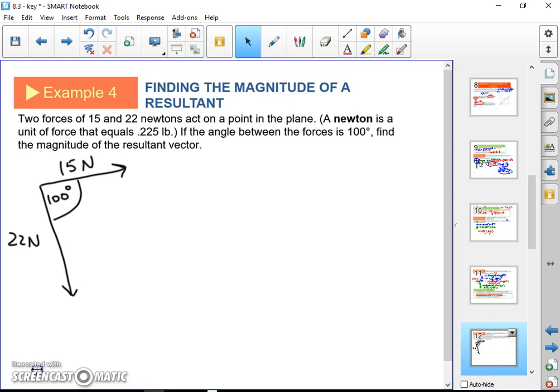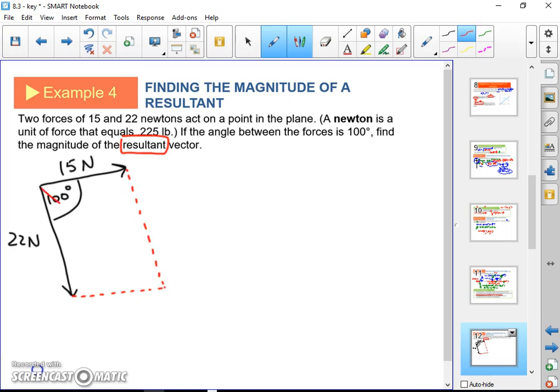And they want us to find the magnitude of the resultant vector. So the resultant vector is either going to be a golf ball problem or a dog walker problem. And you look at this picture, and this looks like the dog walker problem. So I will set up my parallelogram, draw a parallelogram in order to find the resultant force. There it is right there.